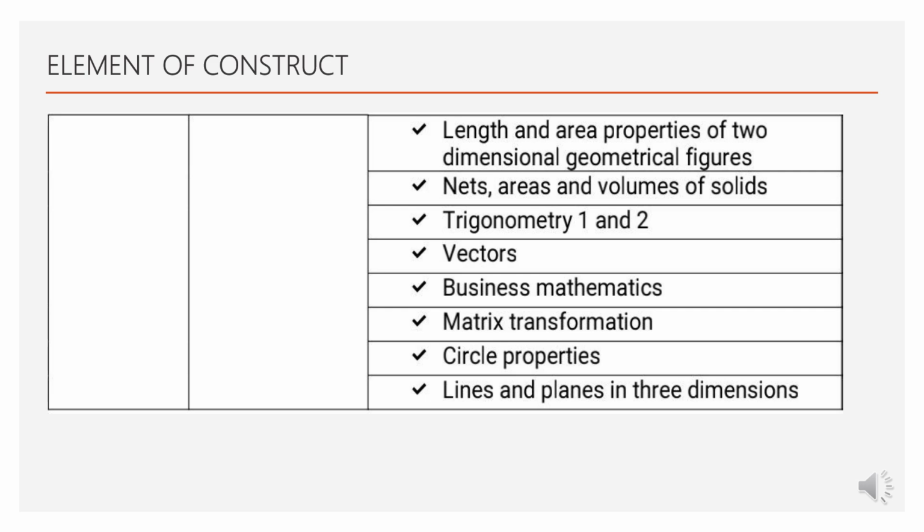The continuation of the topics, we have length and area properties of 2-dimensional geometrical figures, senior 4. Nets, area and volume of solids, senior 4. Trigonometry 1 and 2, senior 3. Vectors, we start this in senior 2, and by senior 4 you must have done the whole of vectors. Business mathematics, typically senior 3, then wind up with senior 4. Matrix transformation, senior 3. Circle properties, senior 3. Lines and planes, 3 dimensions, that is senior 4.